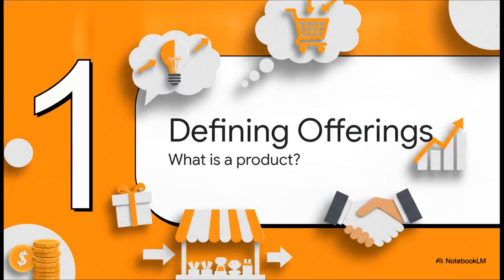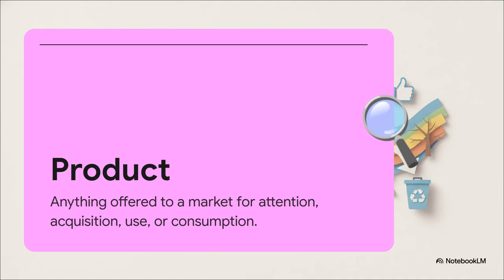Section 1. Defining offerings. What exactly is a product? Okay, so this might seem like a painfully simple question, but we really need to rethink what it actually means to sell something. A product is far more than just a physical object you pull off a store shelf. By definition, it's literally anything offered to a market for attention, acquisition, use, or consumption that satisfies a want or a need. So yes, a Toyota Camry is a product. A Cafe Mocha at Starbucks? Definitely a product. But you have to broaden your thinking here.